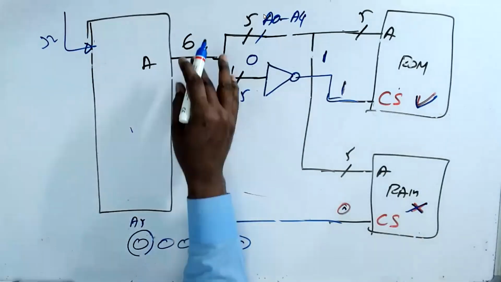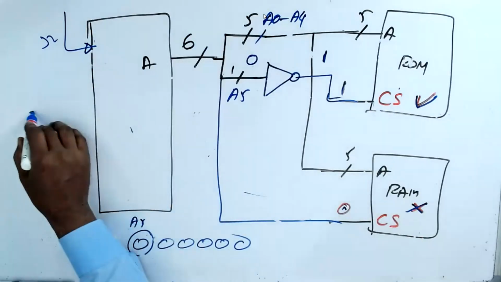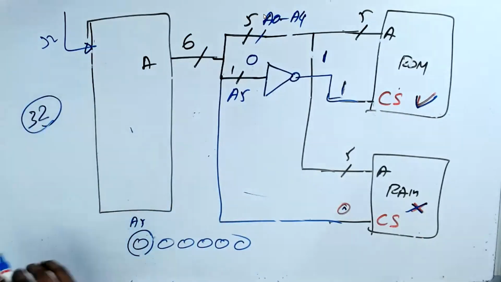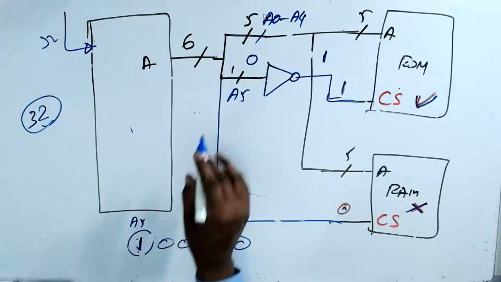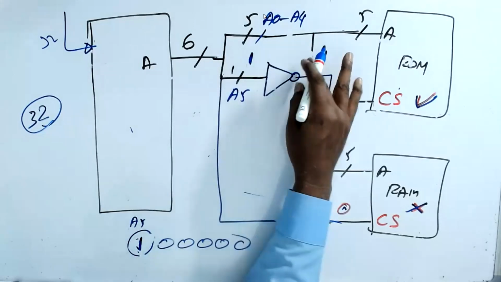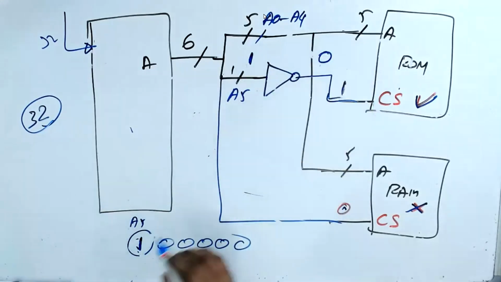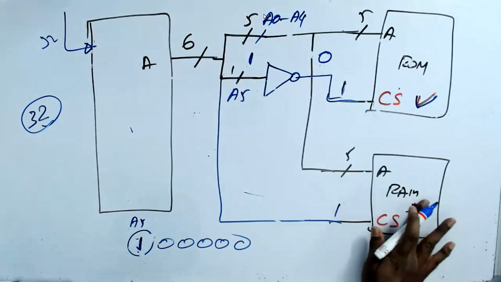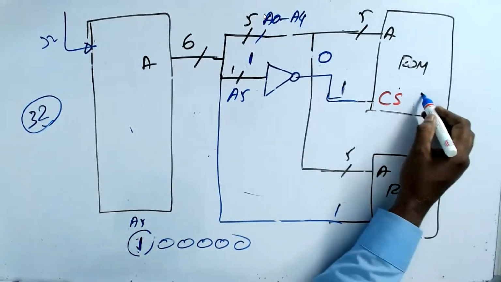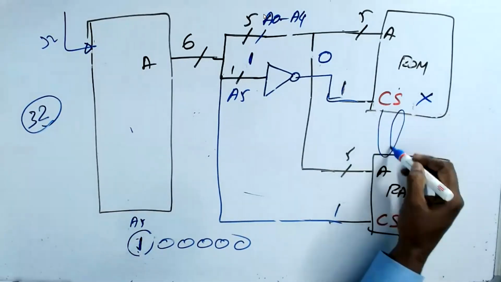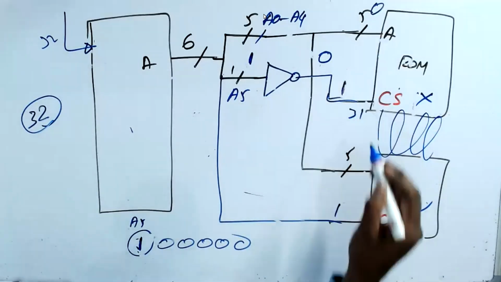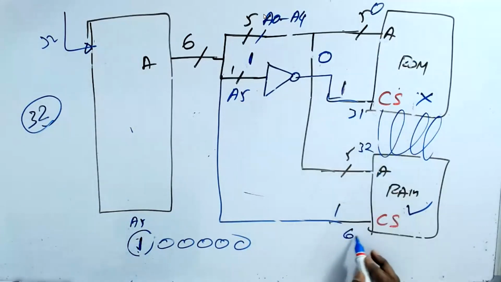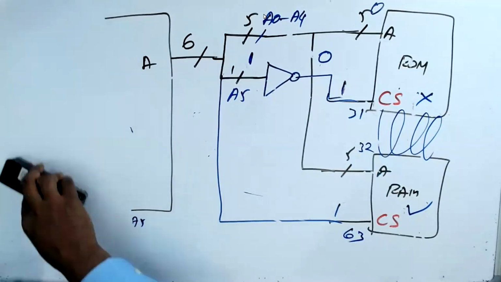Suppose the microprocessor gives the address 32. 32 means 100000. Now A5 is 1. When A5 is 1, this will be 0 and this becomes 1. So this will be selected and this will not be selected. This is called stitching. I'm stitching both the chips. Now this becomes 0 to 31, and 32 to 63. Let me write in binary; when you write in binary, you will know that.